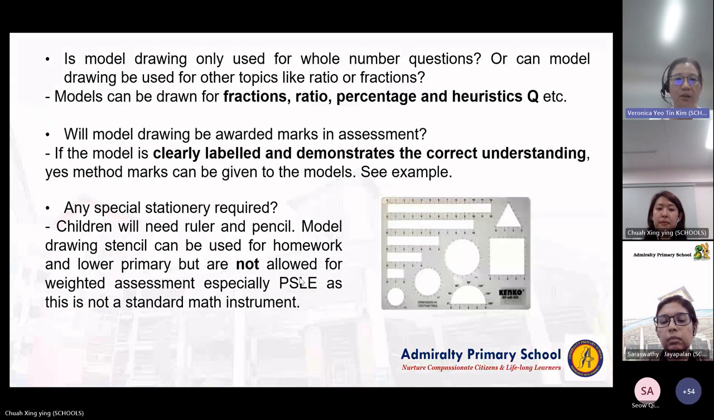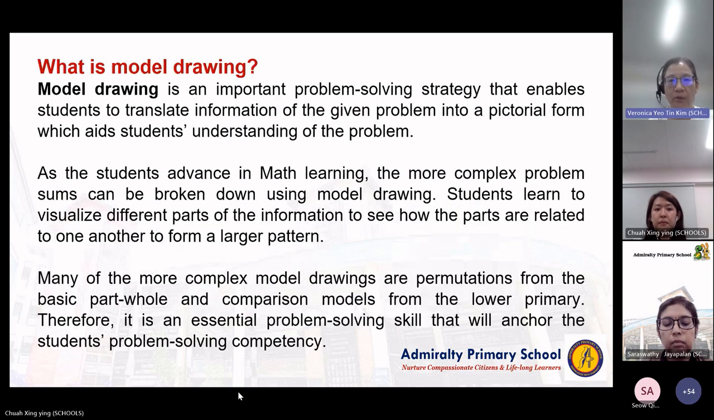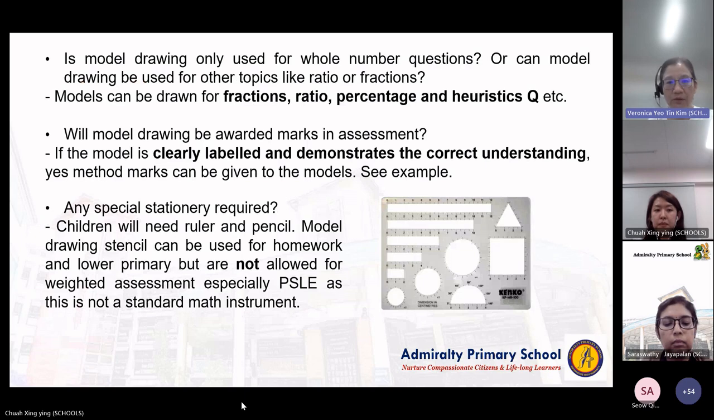However, do note that we need to slowly wean the children off the stencil because it is actually not a standard math instrument for assessment. So when it comes to PSLE, when it comes to the school weighted assessment P3 onwards, we do not allow the children to use stencil. Instead, the children can use ruler and pencil to draw models. Okay, so I hope I make myself clear when it comes to what kind of instrument to be used or not to be used and when to be used.